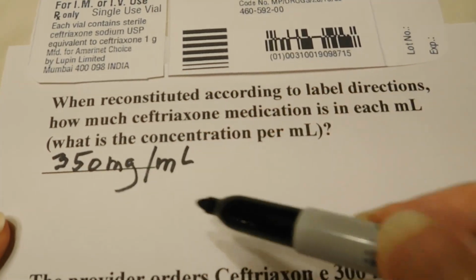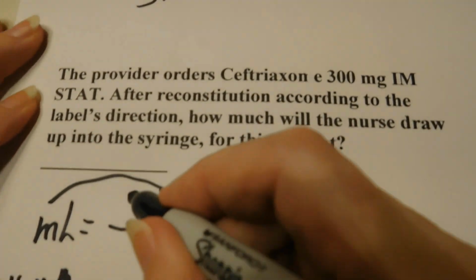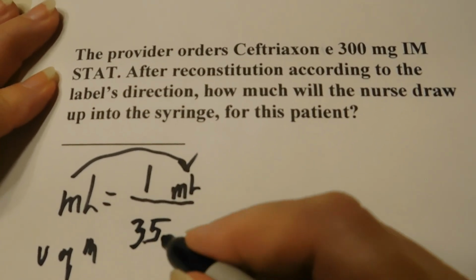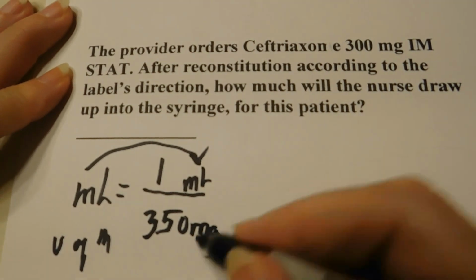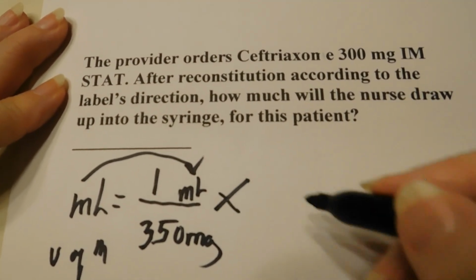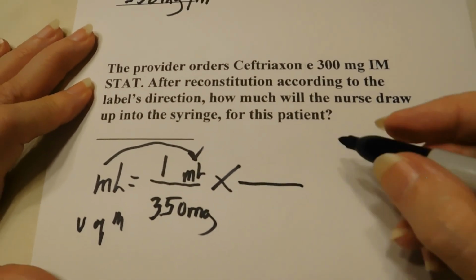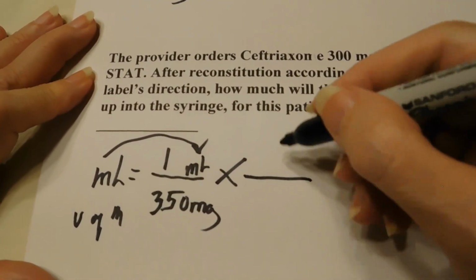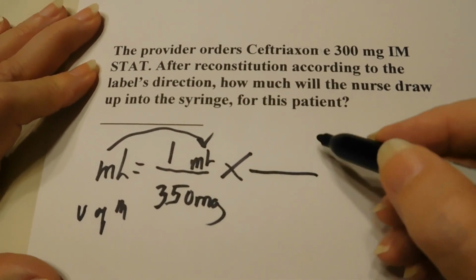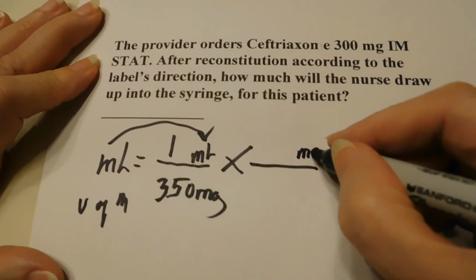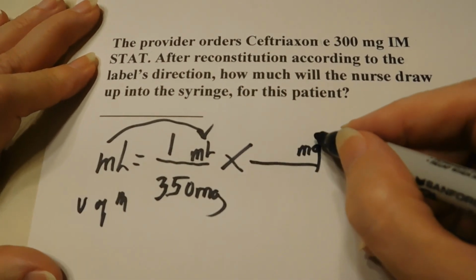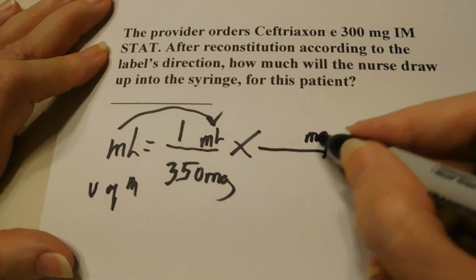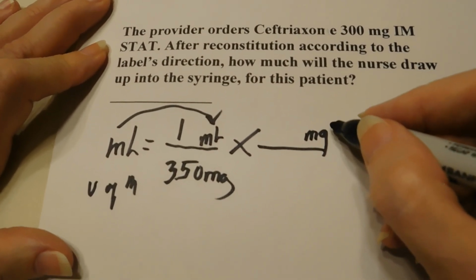For every milliliter, there's 350 milligrams. I'm going to write 1 milliliter, 350 milligrams. I'm going to draw my multiplication sign, make a line. We now have a second fraction where we can have a numerator and denominator. In the numerator, we know it's going to be milligrams because we climb the hill and we cross over going up. Milligrams is on the denominator on the left, so it'll be in the numerator on the right.